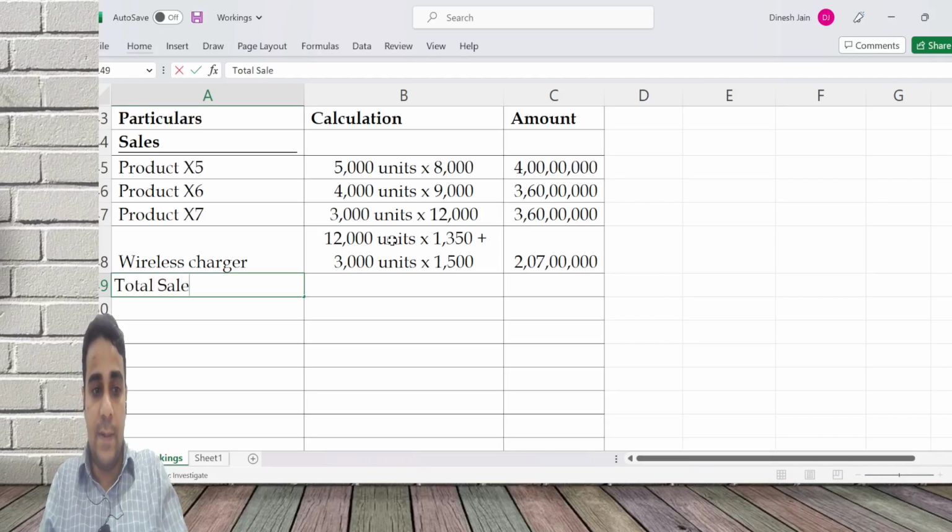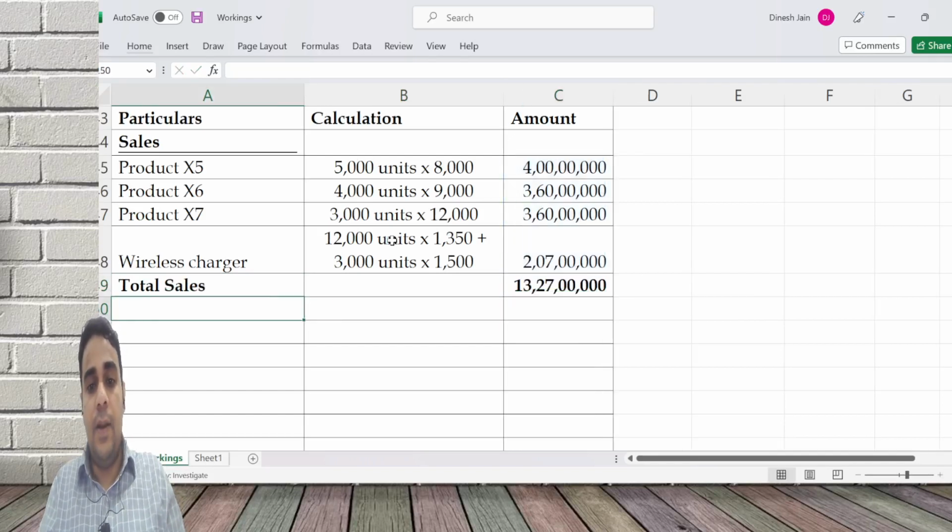Total sales. 13 crore 27 lakhs is the overall sales of the company.